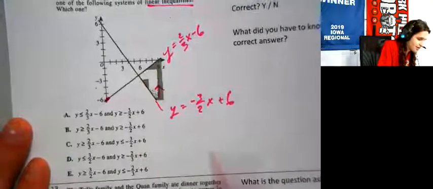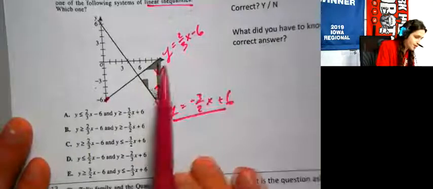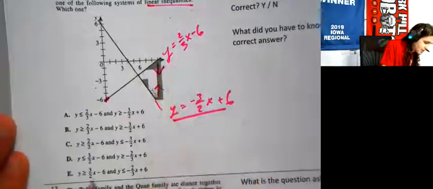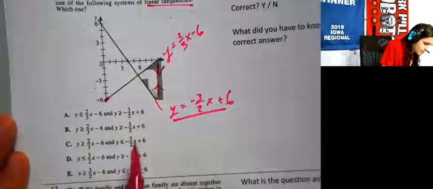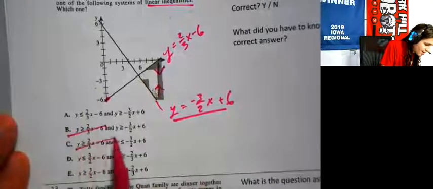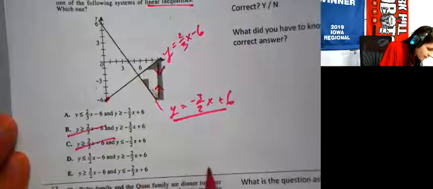So we are above this line, we are below that line. So we're less than the 2/3 x minus 6. So less than, can get rid of the greater than. What's the slope of this thing? Down 3 over 2. Yeah. What's the slope of this thing?